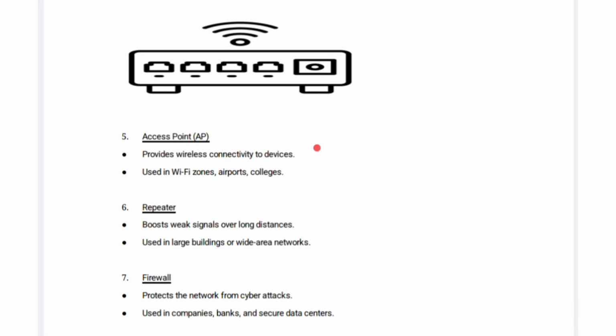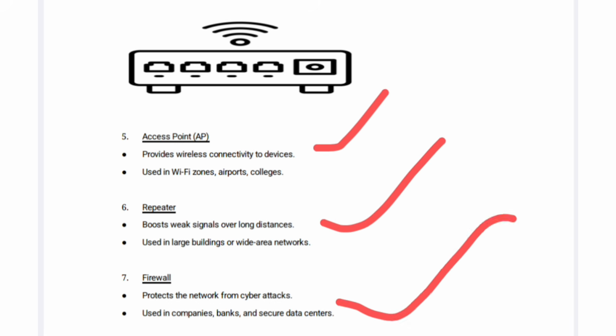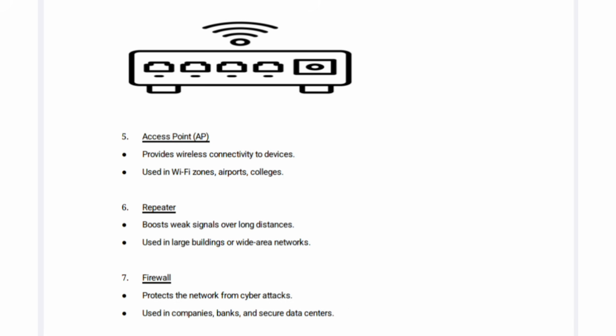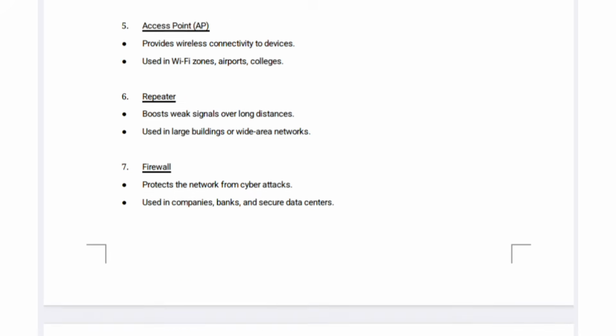Next you are having access point, AP. What it does is provide wireless communication connectivity. For example, Wi-Fi zones in colleges and airports, in these places APs will be provided. Next you are having repeater. Next you are having the firewall. Firewall, what it does is protect your devices and your network from cyber attackers and cyber threats. It will secure your data, it will protect your data from cyber threats.